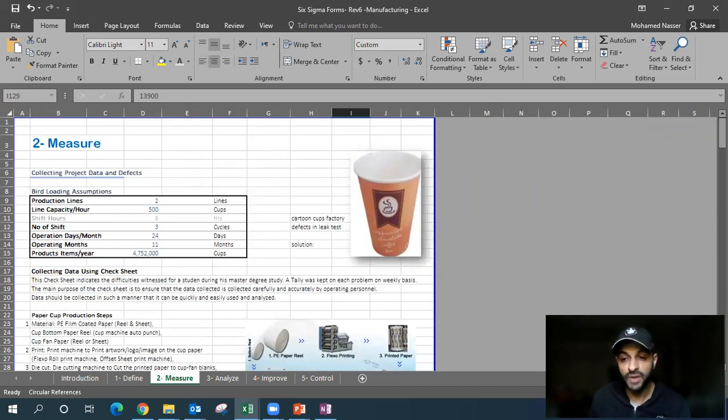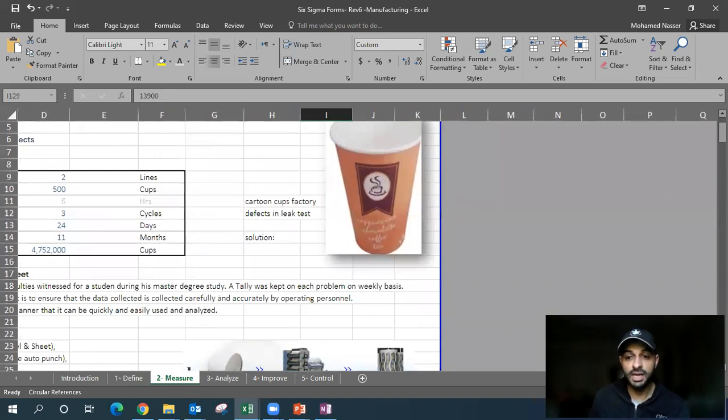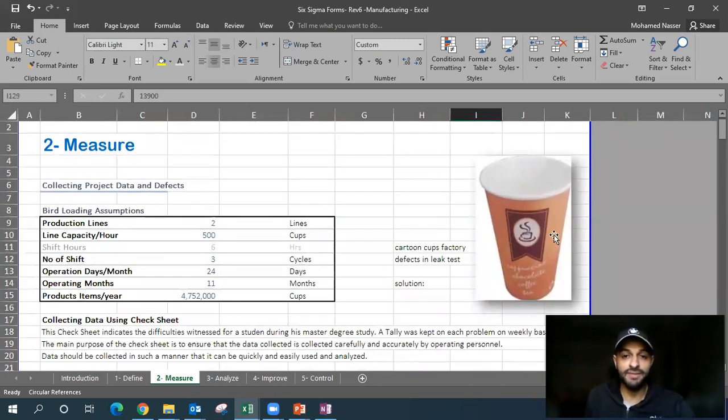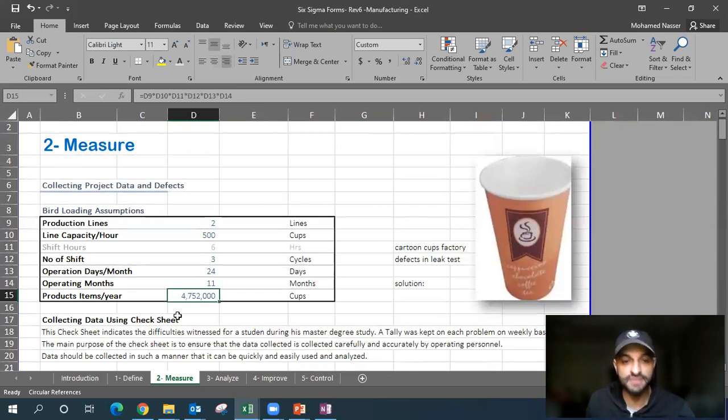Let's move to the real implementation, and you start the real implementation from collecting data. Fine, let's assume we have a project to create this paper cup. We estimate that we have a factory. This factory has 2 production lines. The capacity per hour in each line is 500. The shift hours is 6 hours. Number of shifts, three shifts per day. Number of days, 24. Number of months is 11. You collect this data, and then you have product items per year. You just multiply them, and you have 4.7 million cups per year.